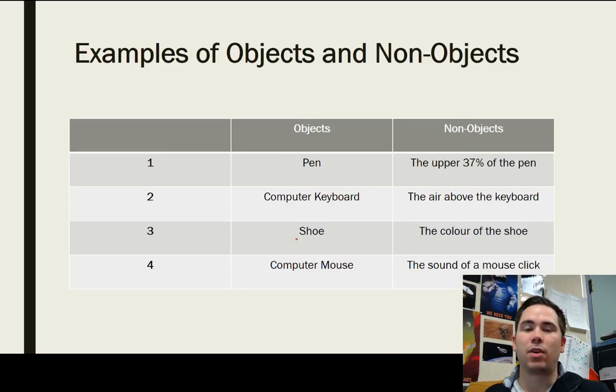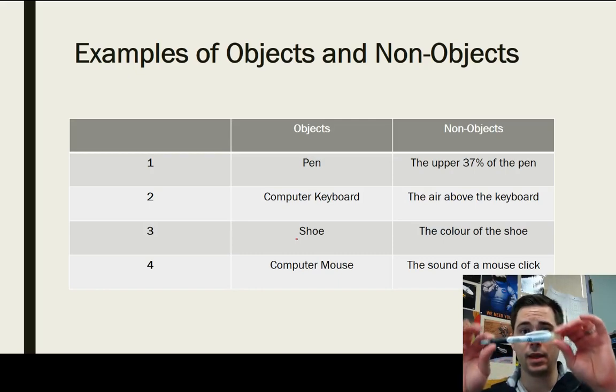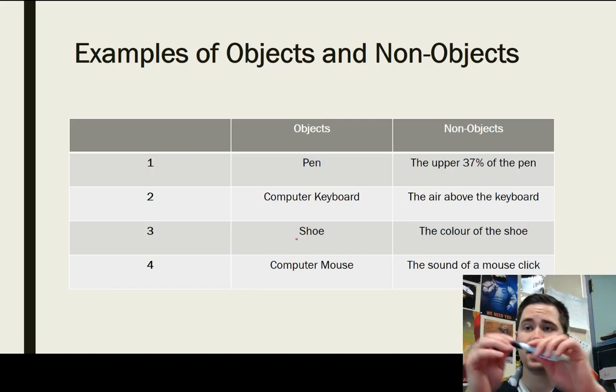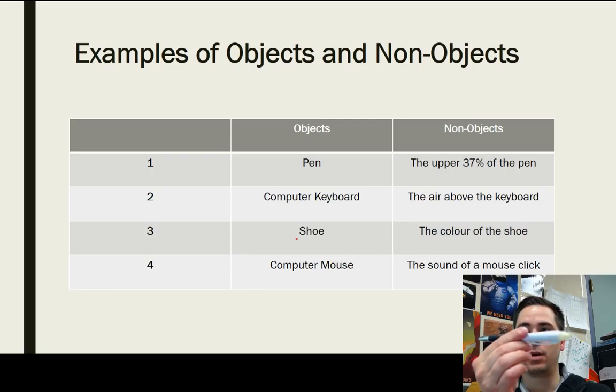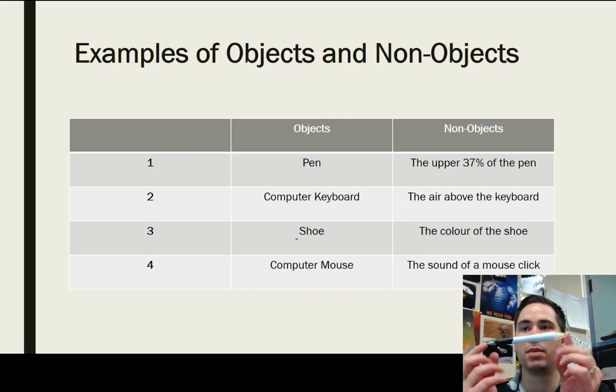So, some examples of objects and non-objects. One object would be the pen, right? It is physical. It has a different state and different behavior. So this is one object. However, the upper 37% of the pen is not an object. It's either an object as a whole or not, right? So this portion of the pen is not an object in itself. It's only in relation to the pen itself that it's an object.